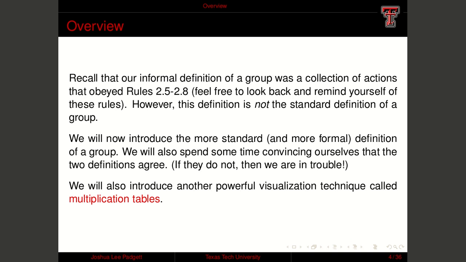And so we're going to introduce the more standard definition now, and we're also going to introduce the notion of multiplication tables. And multiplication tables can be thought of as being another way of representing groups visually, much in the same way that we can represent them using Cayley diagrams. However, multiplication tables can often provide more information than the standard Cayley diagram can itself.